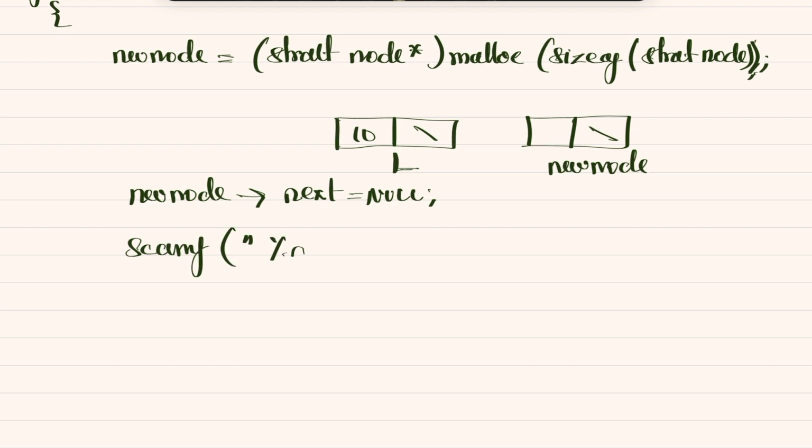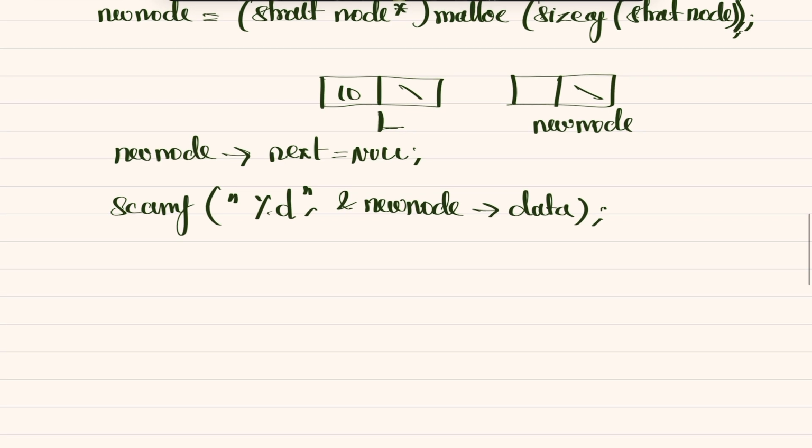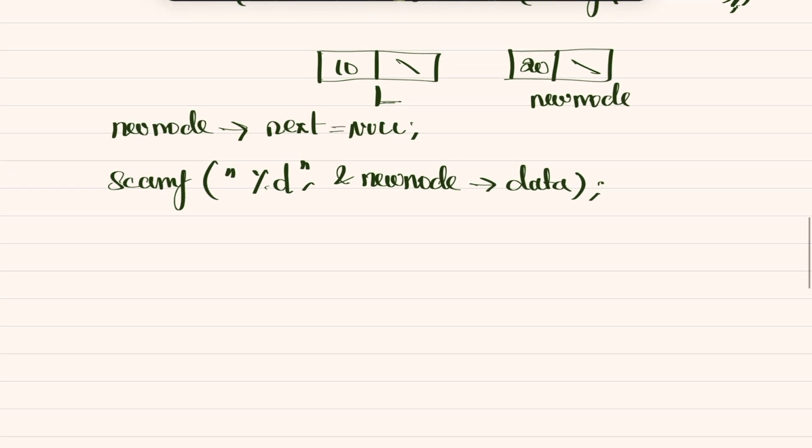Scanf percentage %d, then ampersand new node of data, which means that suppose if I give the value 20, the 20 will be placed here. Okay, and the L is separately present as well as the new node is separately present. And now we are going to do one assignment.